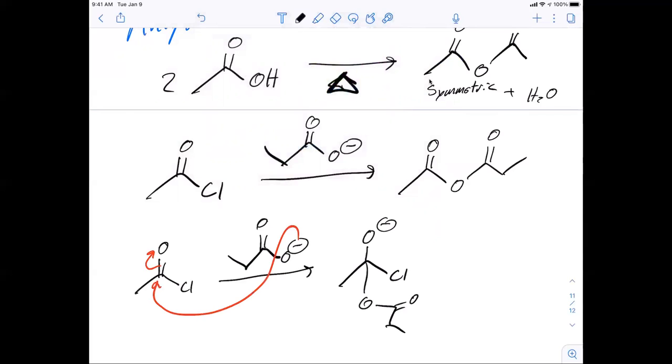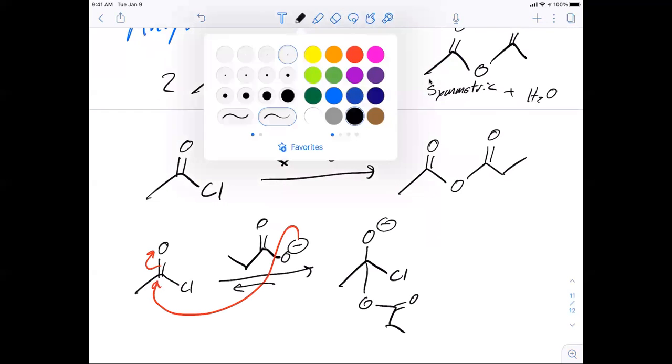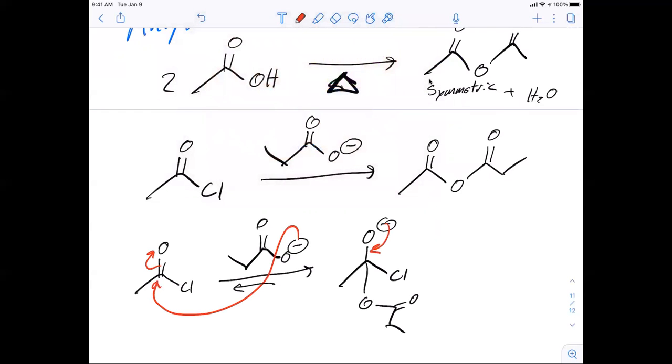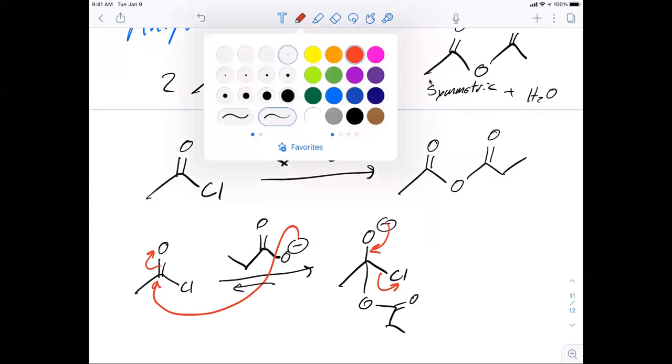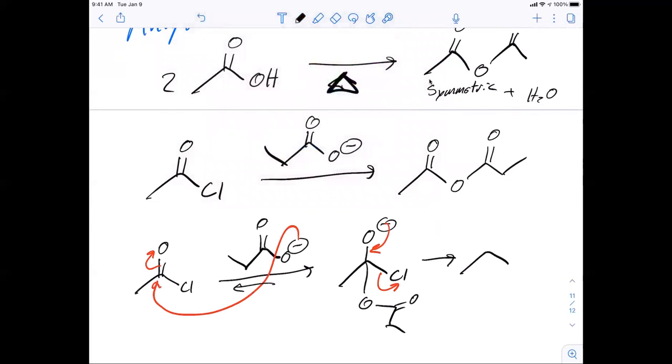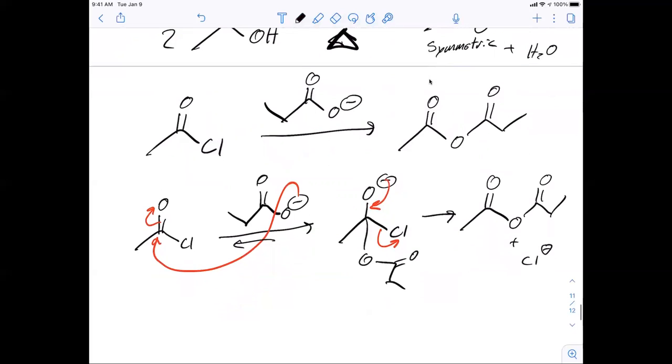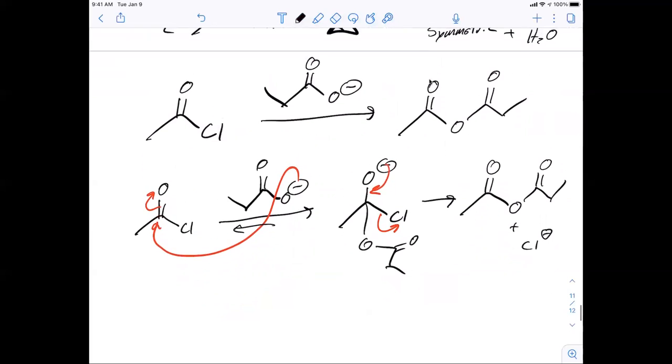And then, you know, this is somewhat reversible, but it turns out that the chloride is a better leaving group than the anhydride. So then I end up with my anhydride plus the chloride. Right? So the pKa's between those two: the pKa of the carboxylic acid is around 4.8, but the pKa of HCl is negative 7, right? So the chloride's a better leaving group than the hydroxide.